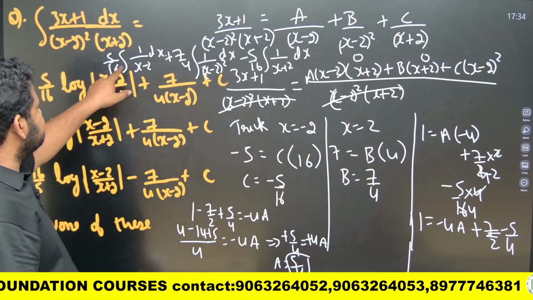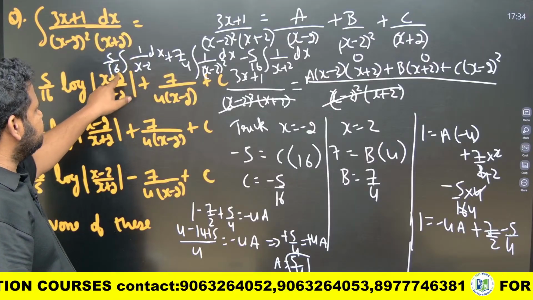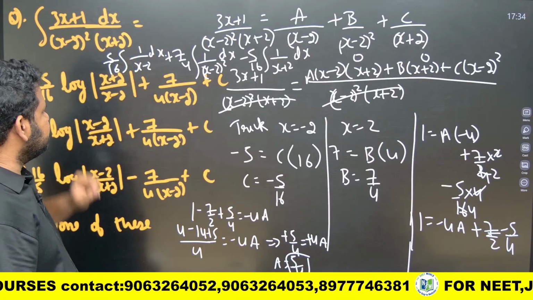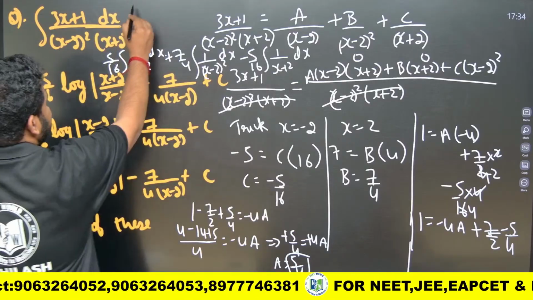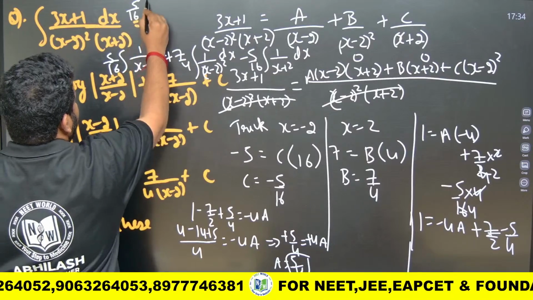Now 5 by 16 into the integral of 1 by x minus 2 is 5 by 16 into log of x minus 2. Got it? 5 by 16 into log of x minus 2.